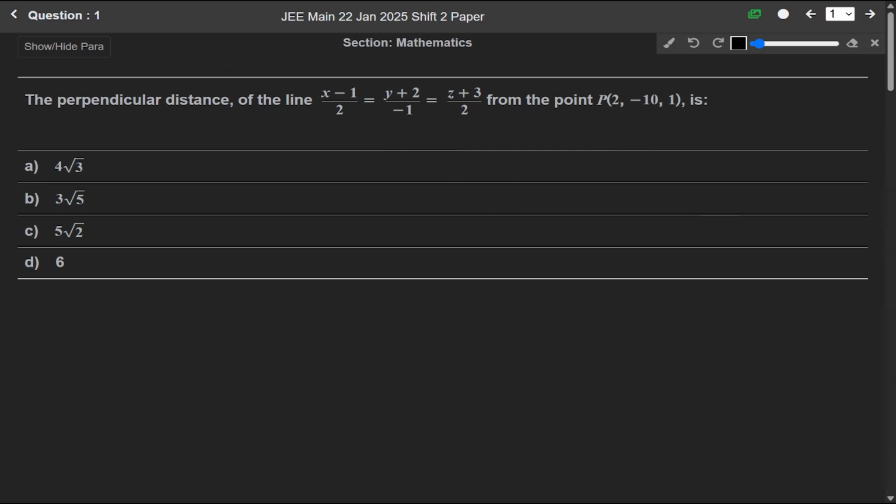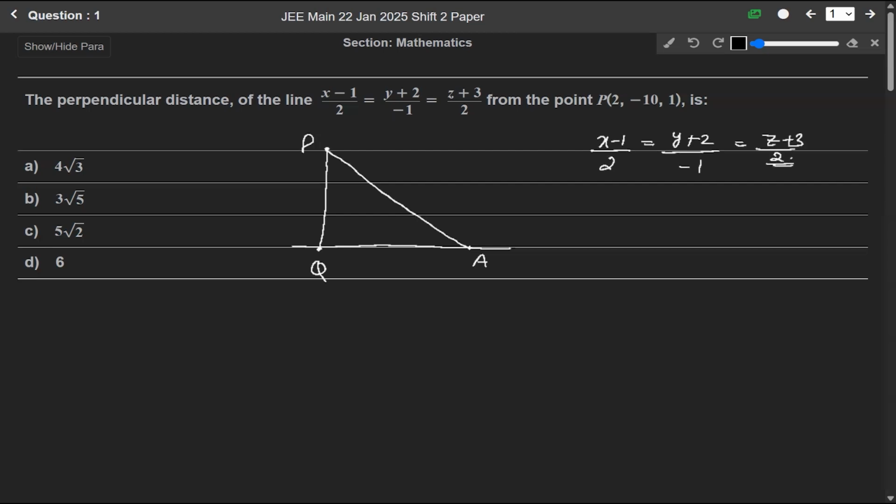The perpendicular distance of the line (x minus 1)/2 equals (y plus 2)/(minus 1) equals (z plus 3)/2 from the point P(2, minus 10, 1) is. Okay. So first of all, we are given point A, this is point Q, and this is point P. We are given the line (x minus 1)/2 equals (y plus 2)/(minus 1) equals (z plus 3)/2.